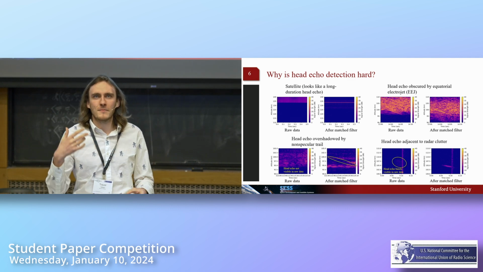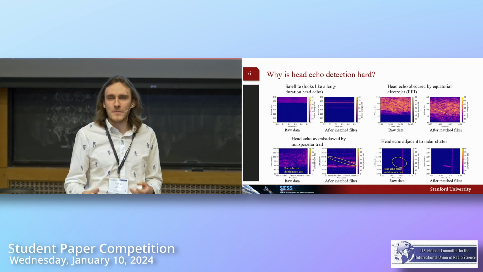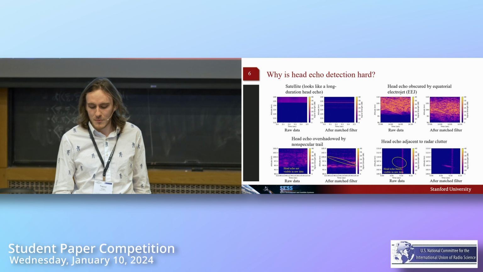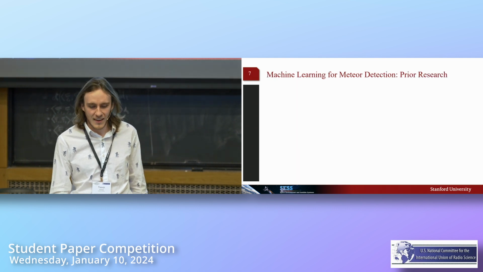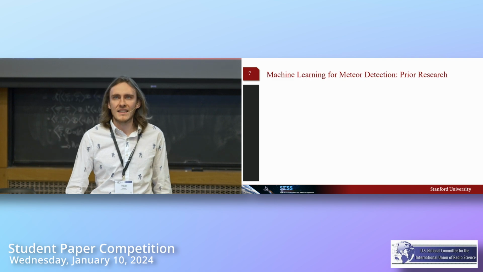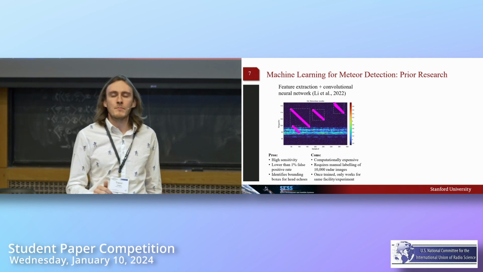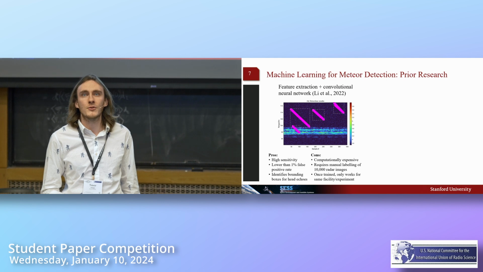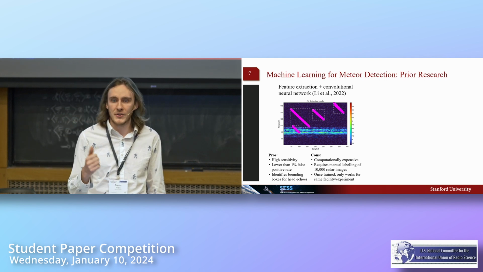You have to look more carefully for these head echoes and know where to look for them, and that's where machine learning becomes very useful. Machine learning in the past has been used to detect head echoes. Felix Lee published in 2022 a paper on using feature extraction and then a convolutional neural network.